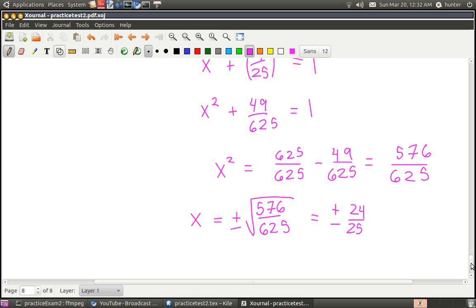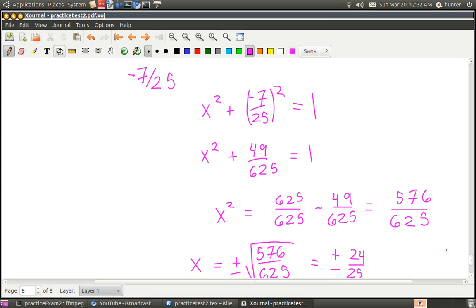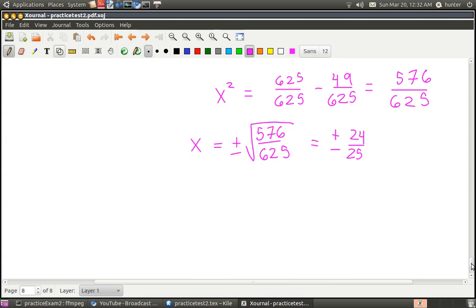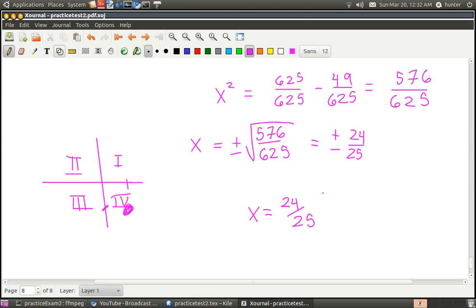Now we've got that plus or minus thing to worry about, and that's where we come back to the fact that we know this is in quadrant 4. 1, 2, 3, 4. The point that we're looking for is going to be in quadrant 4, so that means its x value has to be positive. And so we're done. The missing x value is 24 over 25. And that's the end. Great. Exam is over.